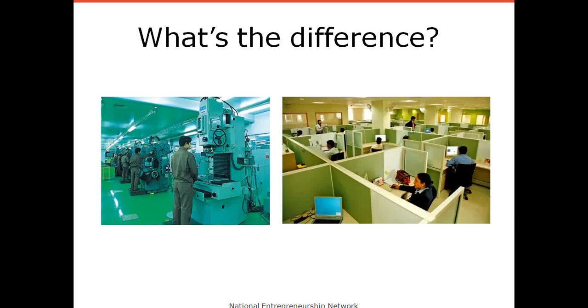On the left-hand side, you can see a typical manufacturing setup, and on the right-hand side, you see a typical IT setup. Okay, or an information technology kind of setup. Again, what's the fundamental difference between the people in these two pictures? It focus on productivity and ambience.